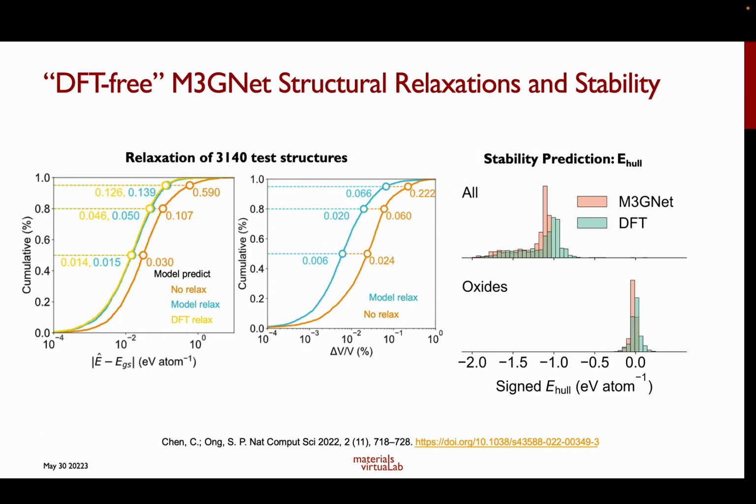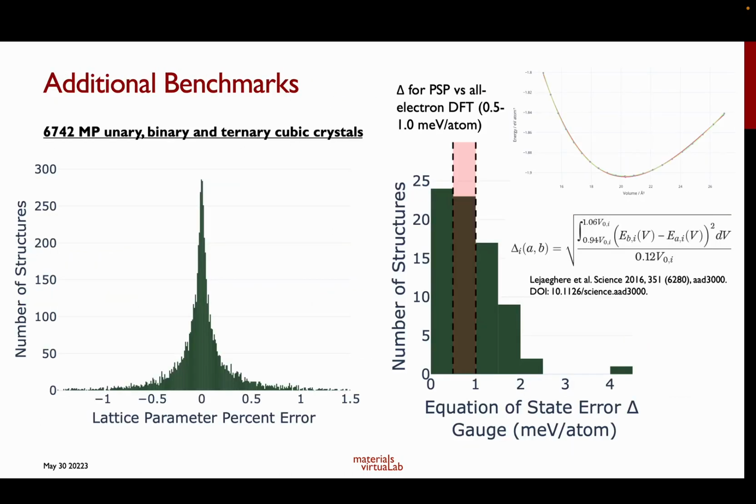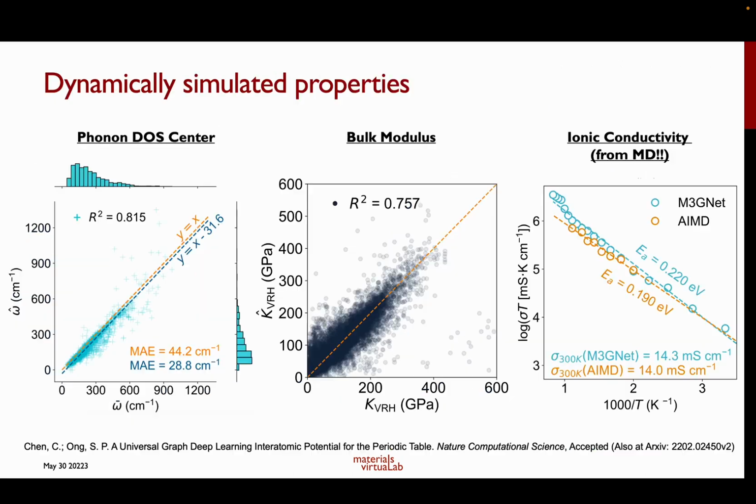We can predict the volume to within less than 1% error, okay? So again, this is important, right? Because once we can get the structural parameters, our ionic conductivity predictions tend to be much better, okay? So this just shows you the distribution of the E above hull predicted by M3GNet versus DFT. And what you see is that generally the predictions have the same distribution, okay? These are just some additional benchmarks for those of you in the computational space.